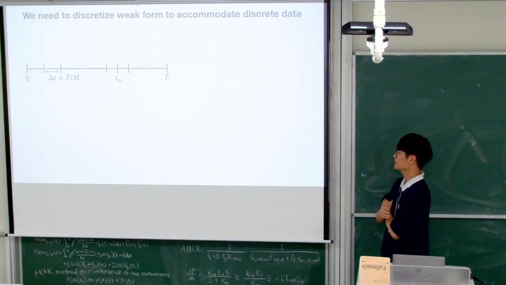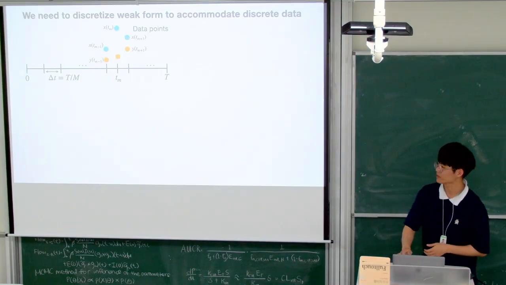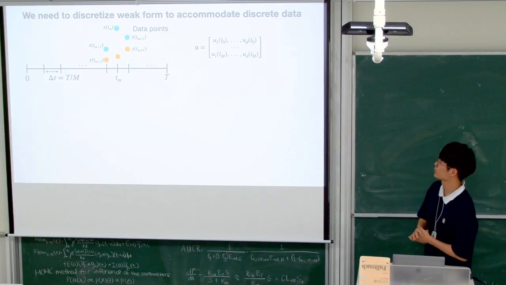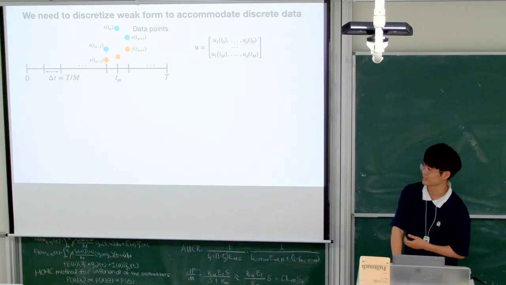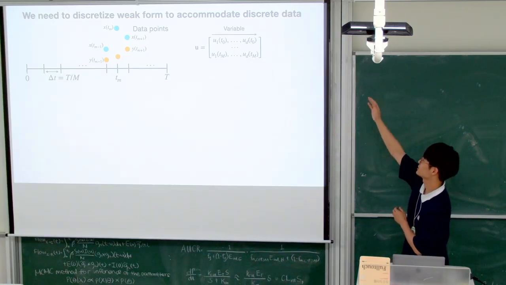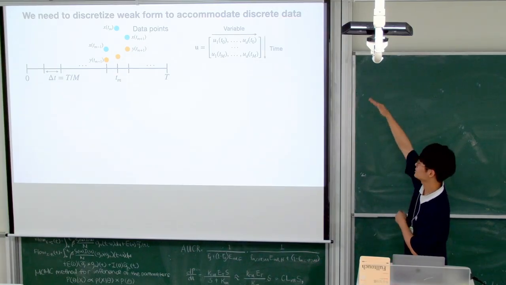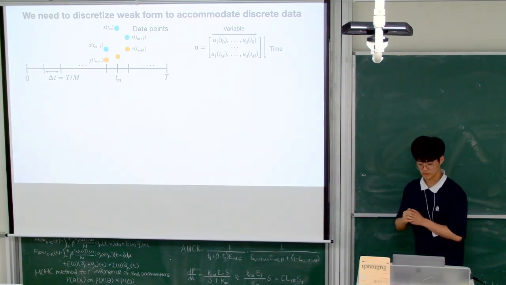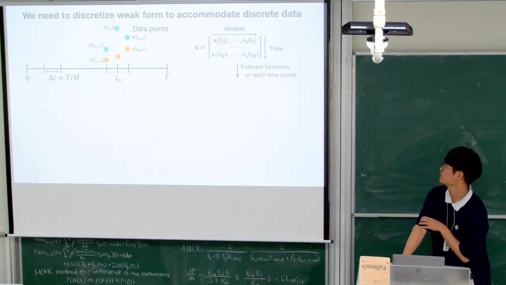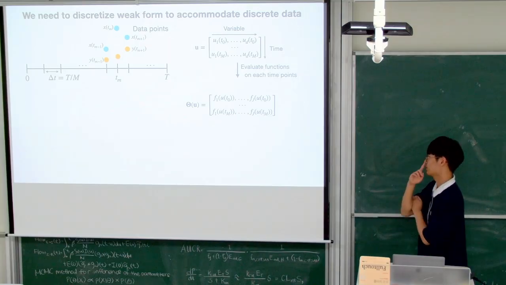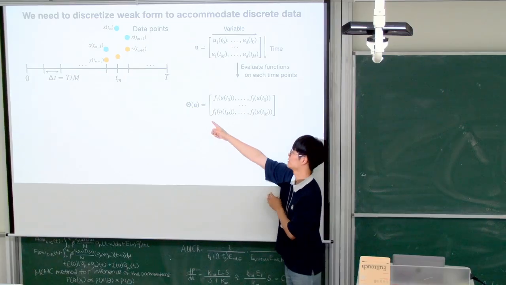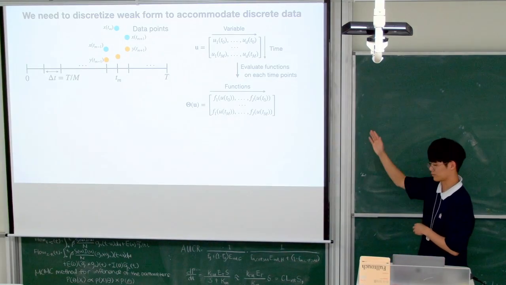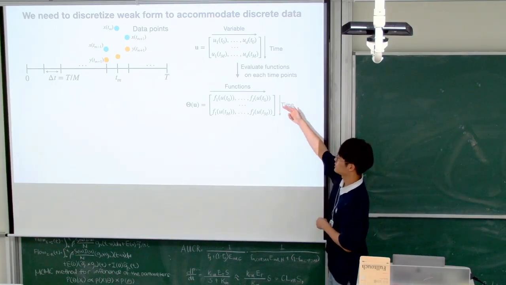So let's think of this time lattice, and on that we will scatter the data points, and we will record it as a vector, our data matrix. In that direction are the different variables, and in this direction is the evolution of time from t0 to tn. Right? And then we should evaluate functions at each time point. So our previous function vector will be a function matrix evaluated at each time. These are different functions, and they are all evaluated at each time point.